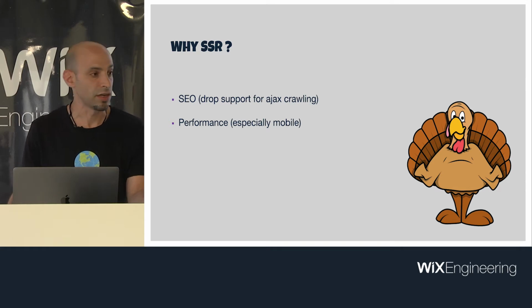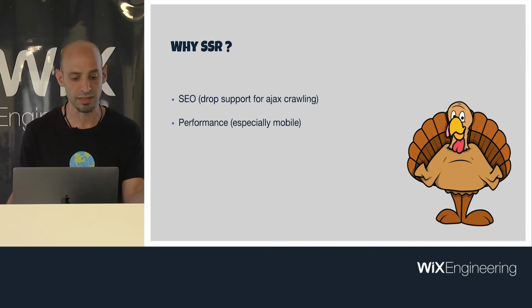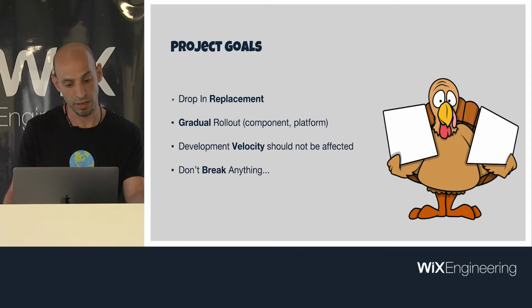Another thing is that a new kind of machines started to rise. They're called mobile. We all hold them in our hands, and they have fewer resources than a computer. Rendering stuff on the mobile side started to show some cracks, and load times were increasing. So this was the second thing that we wanted to go to SSR for.